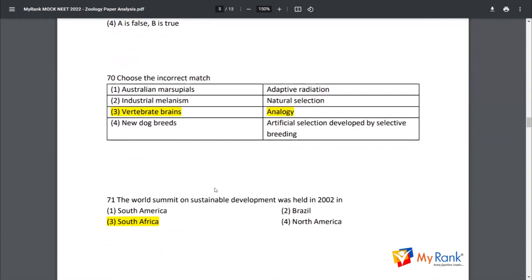Next question, 70th question. Again, choose the incorrect match.